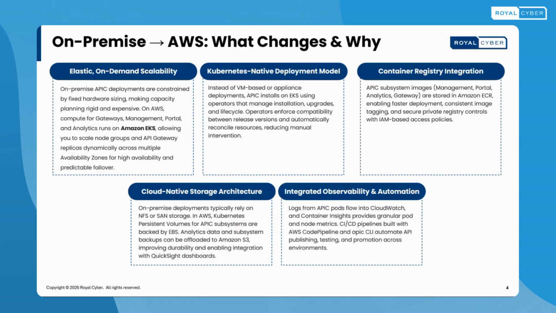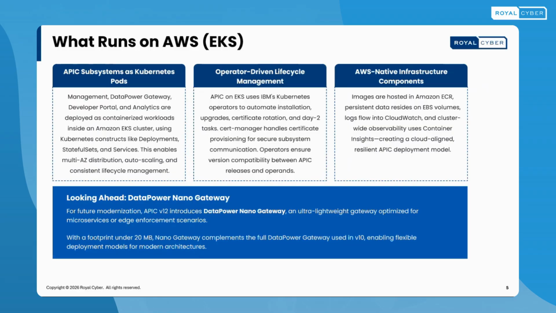Coming to the fourth, the cloud native storage. Persistent volumes use EBS, Elastic Block Storage. Analytics and backups can be easily offloaded to any of the S3 buckets. Integrated observability: logs flow directly into CloudWatch, along with CI/CD pipelines, automation, and API publishing. This creates a resilient, automated, cloud-aligned deployment model. So these are all the benefits that we get when we move from APIC on-premise to AWS.